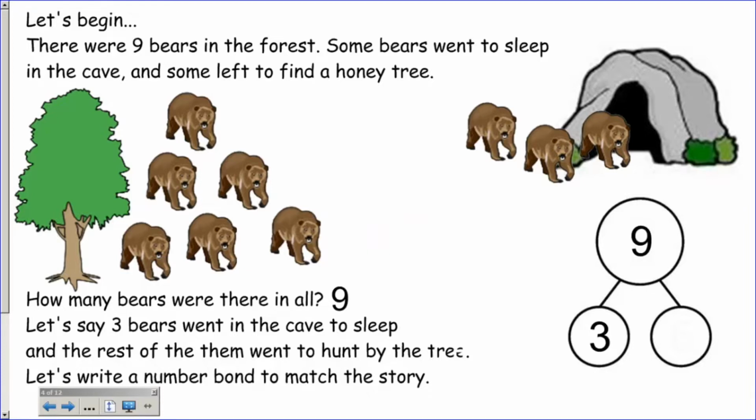Now let's look at the part near the tree. How many bears went looking for honey? Let's count. 1, 2, 3, 4, 5, 6. And let's put the number 6 right there on our number bond. Now let's take a look at our number bond. We have 9 bears in the forest. 3 went to the cave to sleep. And 6 went by the tree looking for some honey. Very good.